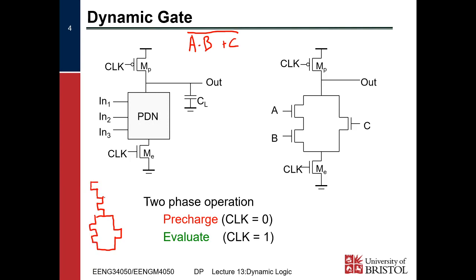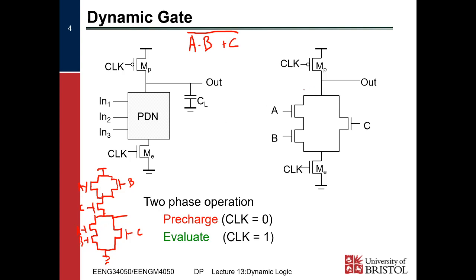A and B in parallel, so A, B, C, C, A, B, right? So that's what we do in our complementary CMOS style. And there's our output. What we're going to do is we're just going to take our pull-down network down here.